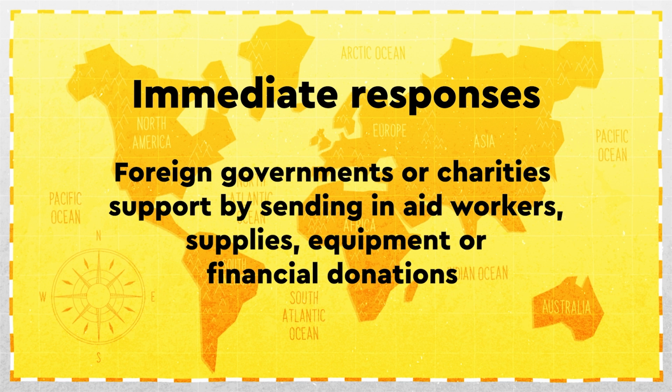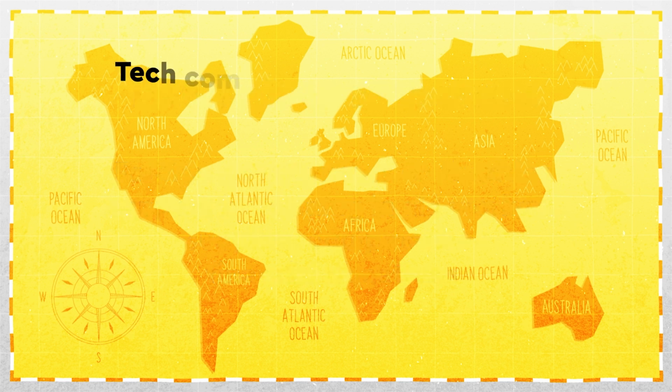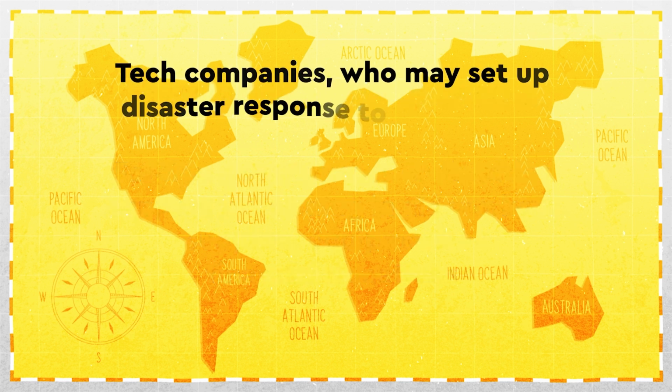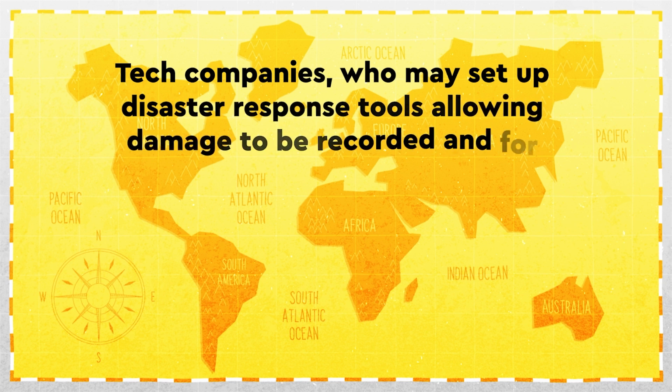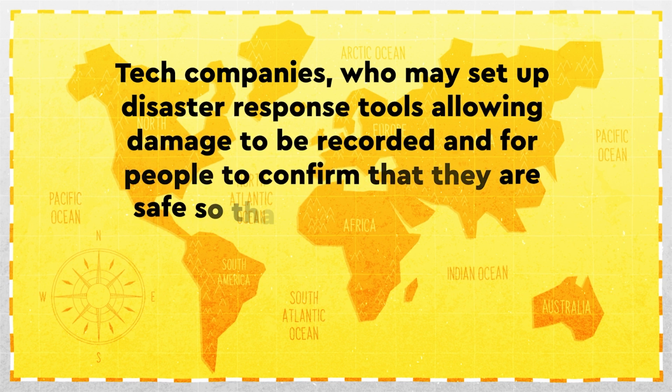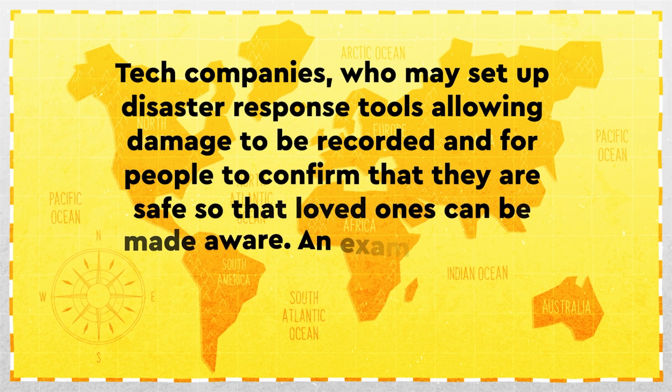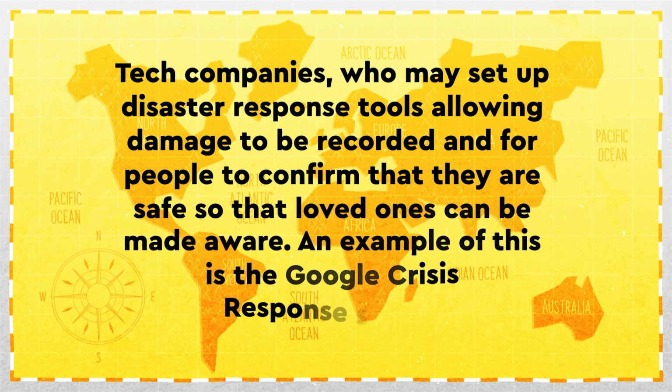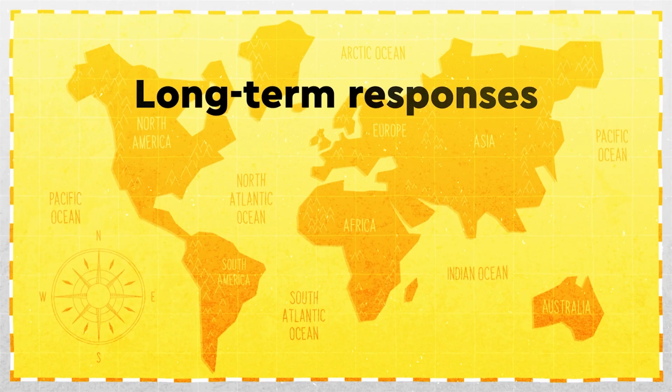Finally, an immediate response can often come from tech companies who may set up disaster response tools, allowing damage to be recorded and for people to confirm that they are safe so that loved ones can be made aware. An example of this is the Google Crisis Response Service. So, as well as these immediate responses, there are also long-term responses that are put into action once the volcano has died down and people have had time to try and settle back into normality.